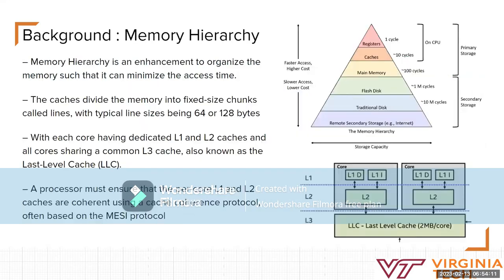The next is memory hierarchy, quite easy to understand. The cache is divided into fixed size chunks, which we typically call cache lines. So we have registers, caches, main memory, flash disks. Our area of interest surrounds caches and main memory. So we have the L1 cache, we have the L2 cache, and then we have the last level cache, which is common to all the cores.